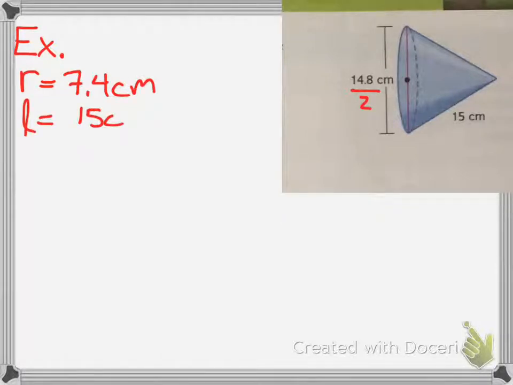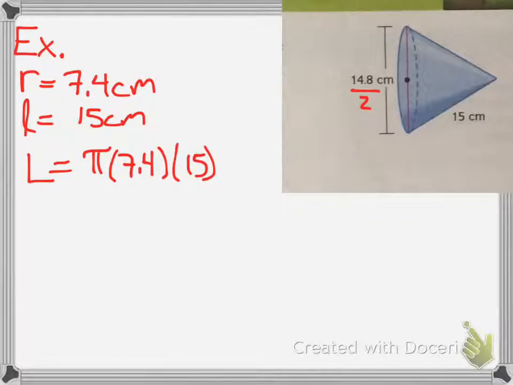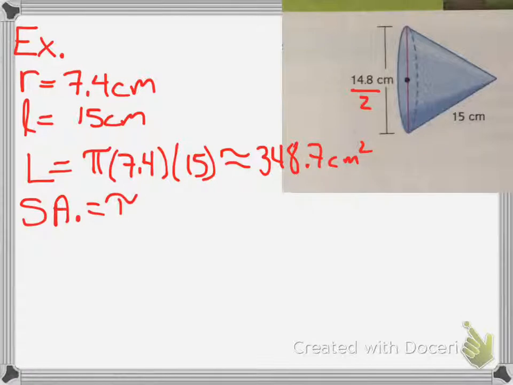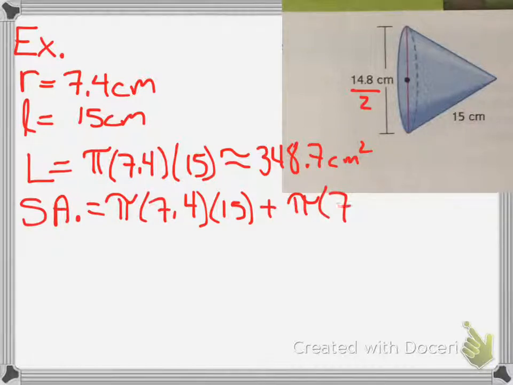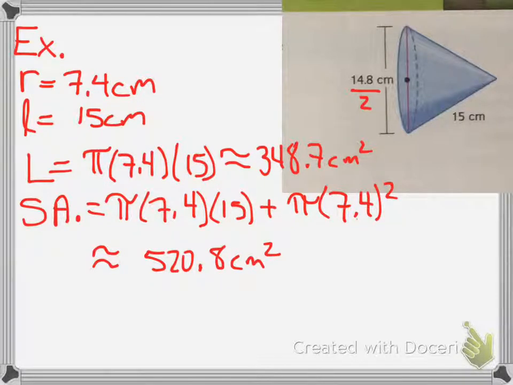Anyways, 14.8 divided by 2, which would be 7.4 centimeters. Slant height is 15, and that gives me pretty much all the information I need, because the lateral area is just pi times the slant height times the radius. That gives me about 348.7. And then the surface area would be that lateral area plus pi r squared. And again, you can type all that into a calculator, make it easy peasy. Go from there, and you get 520.8 centimeters squared.